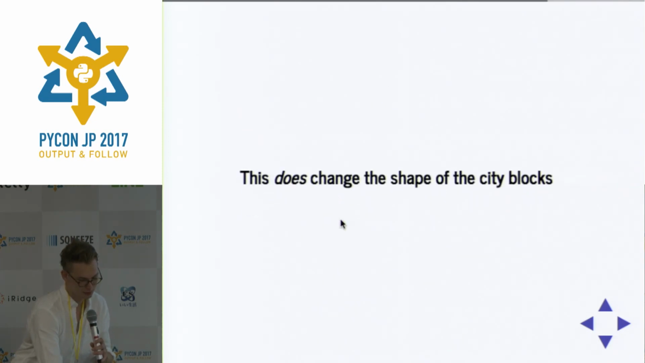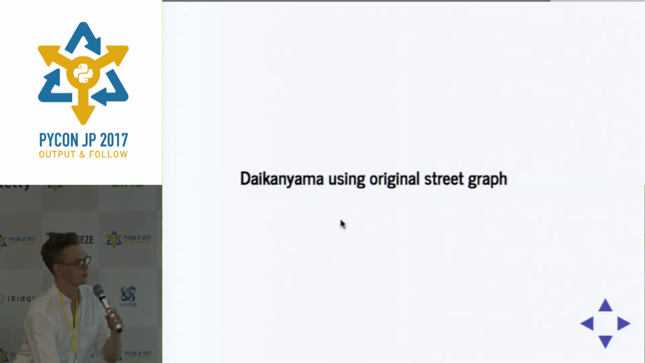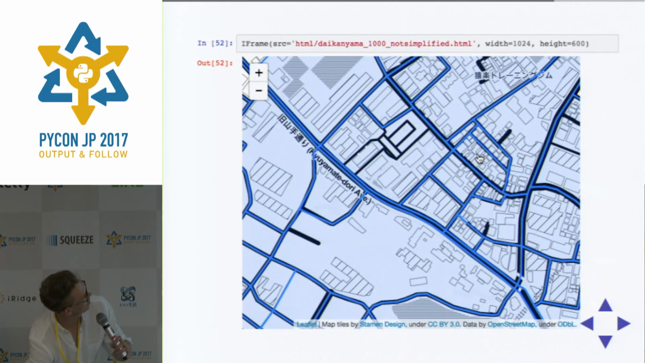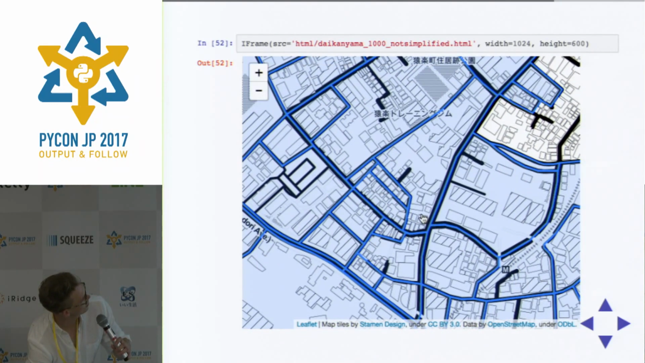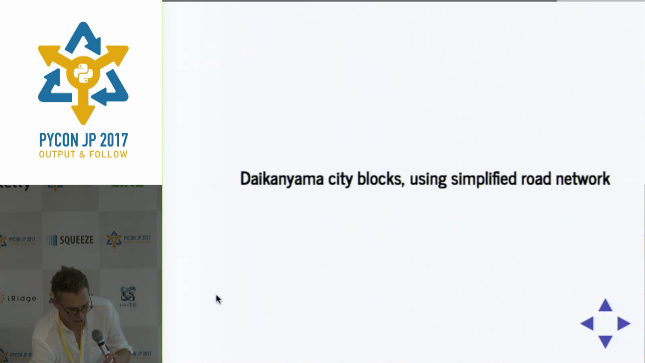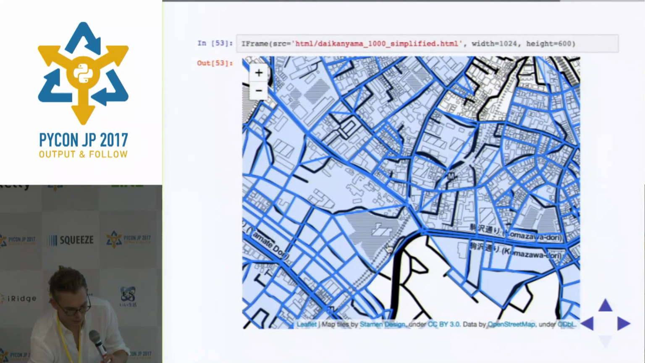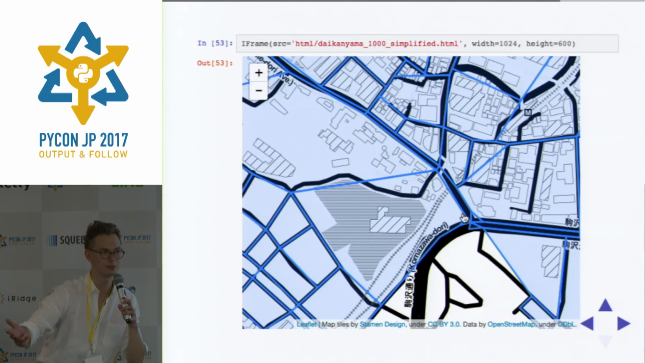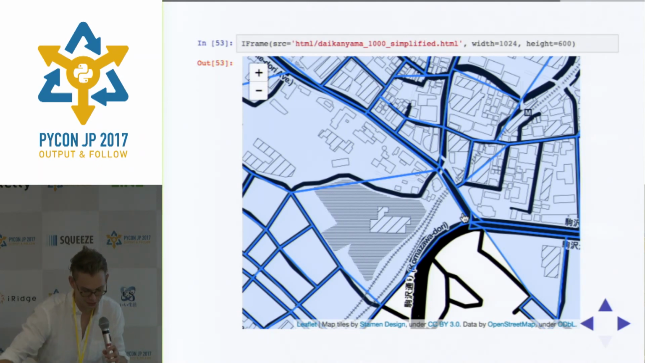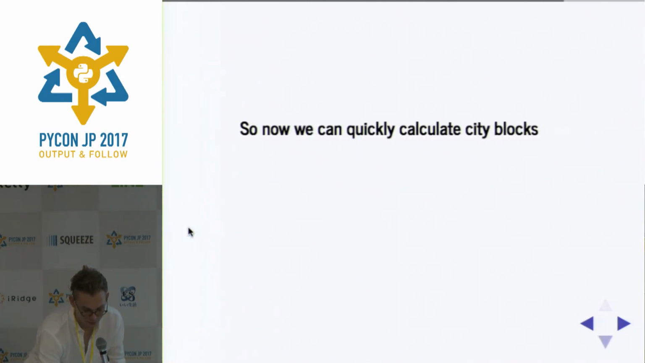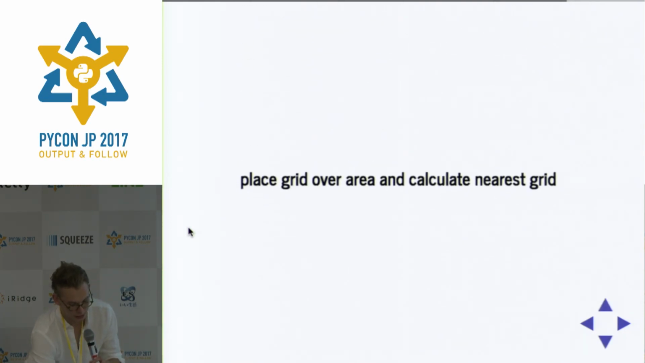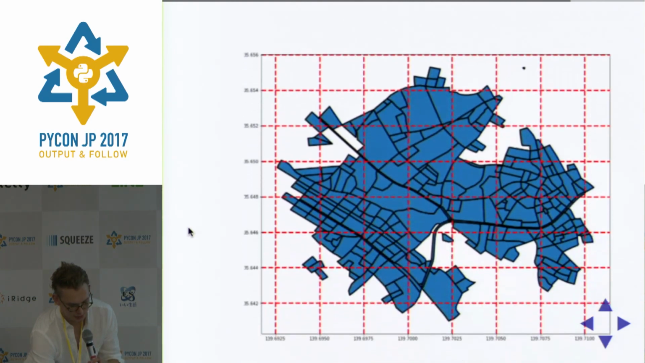Okay, so the problem is that this kind of changes the shape of the city blocks that you get. So this is the city blocks from the non-simplified graph, and you can see that the city blocks align perfectly with the roads. But if we use the simplified road networks, we get some more, not so pretty city blocks. So it depends. If you need speed, you have to sacrifice accuracy. That's quite common, right? So now we can calculate the city blocks, and I'm just going to skip this.